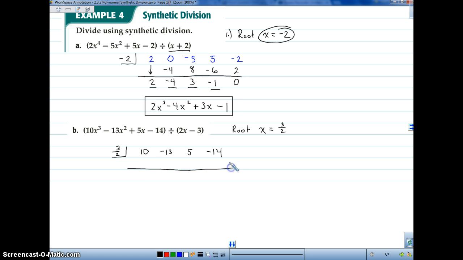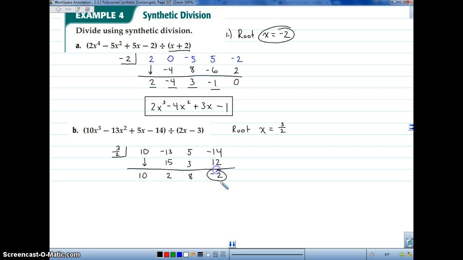Remember that the first term goes straight to the bottom because we don't have anything in our depressed polynomial to start with. So the first term goes right down. 10 times 3 halves, you can think of that as 10 times 3 divided by 2, is going to be 15. If we add these up, that's 2. 3 halves times 2 is 3, so this is 8. And then 8 times 3 halves would be, let's see, 12. And so we end up getting negative 2.